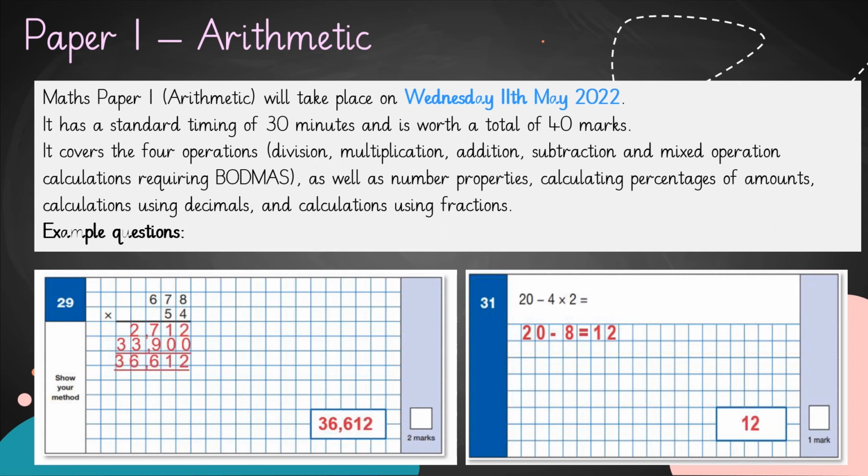Below are some example arithmetic questions. You'll notice there are differing marks. This depends on how much the children are required to do in the calculation. It is important that for some questions they show their method, as this might mean they get 1 out of 2 marks, even if the answer is not quite correct.